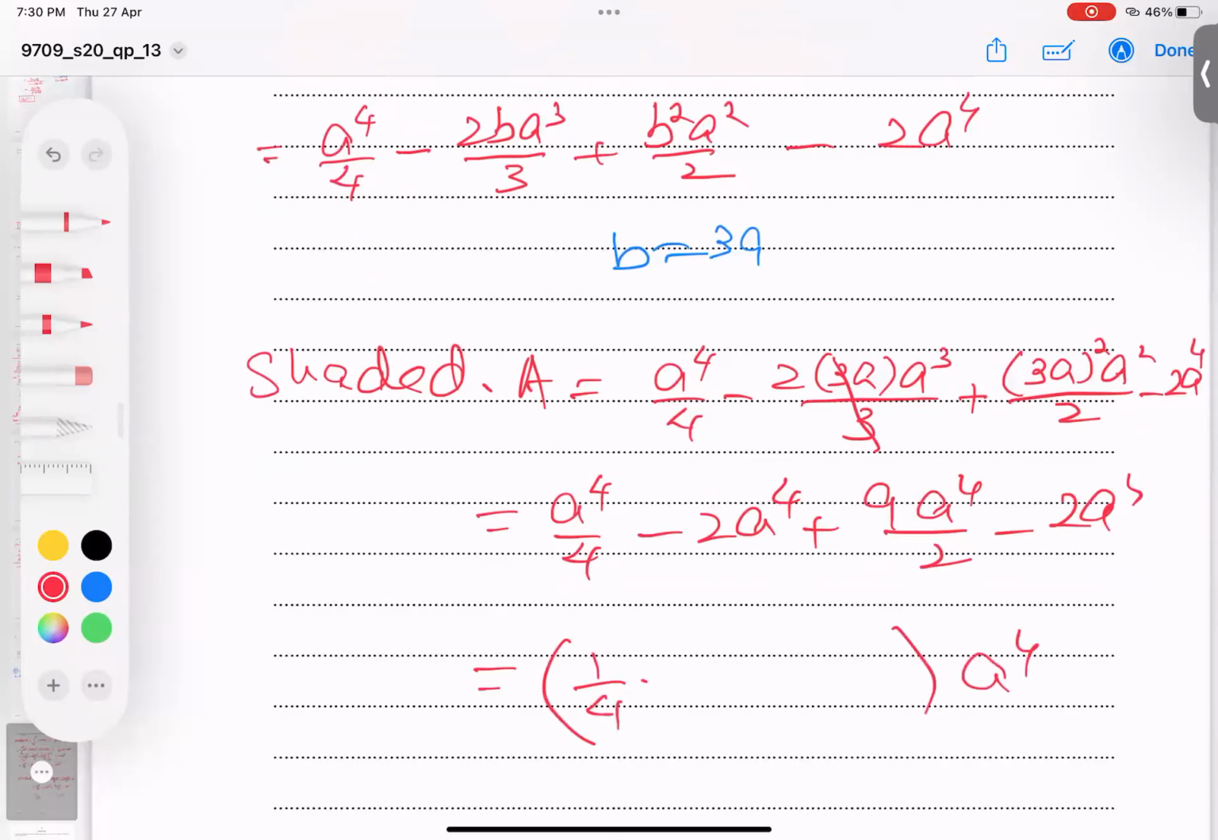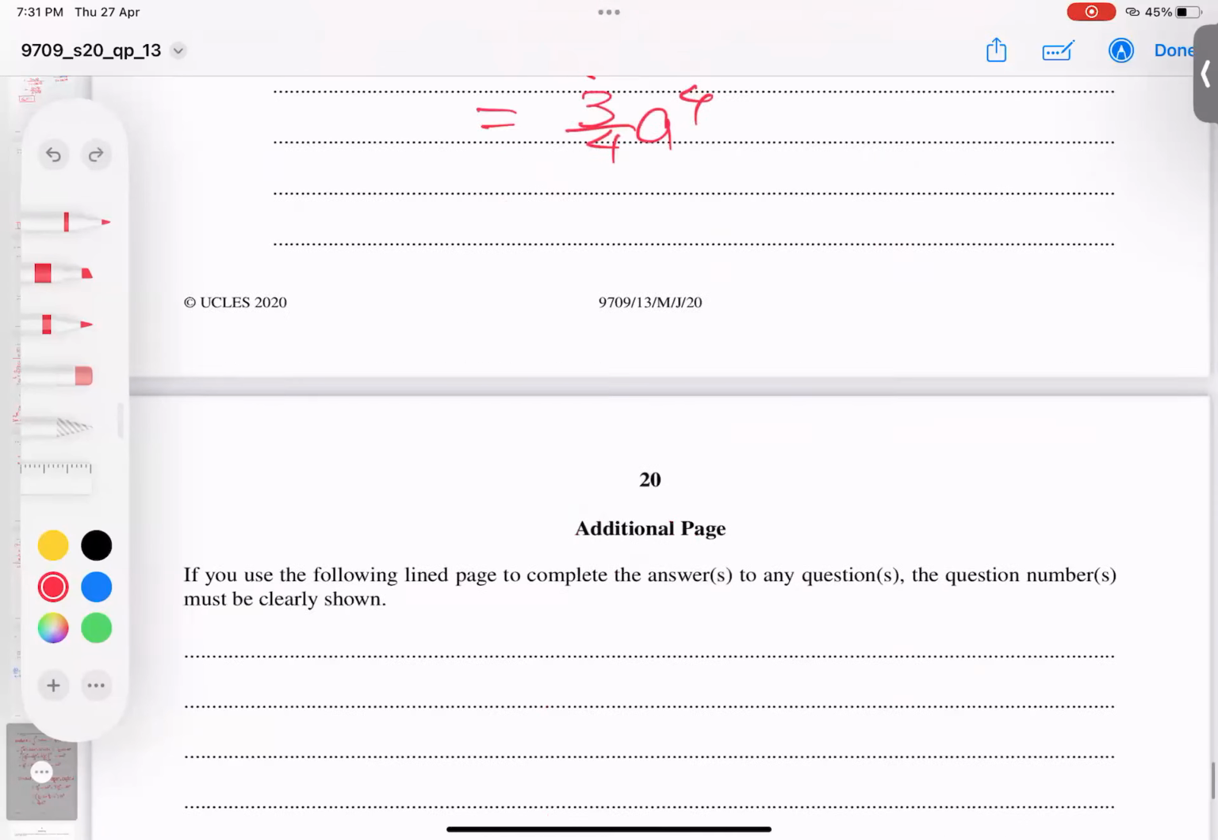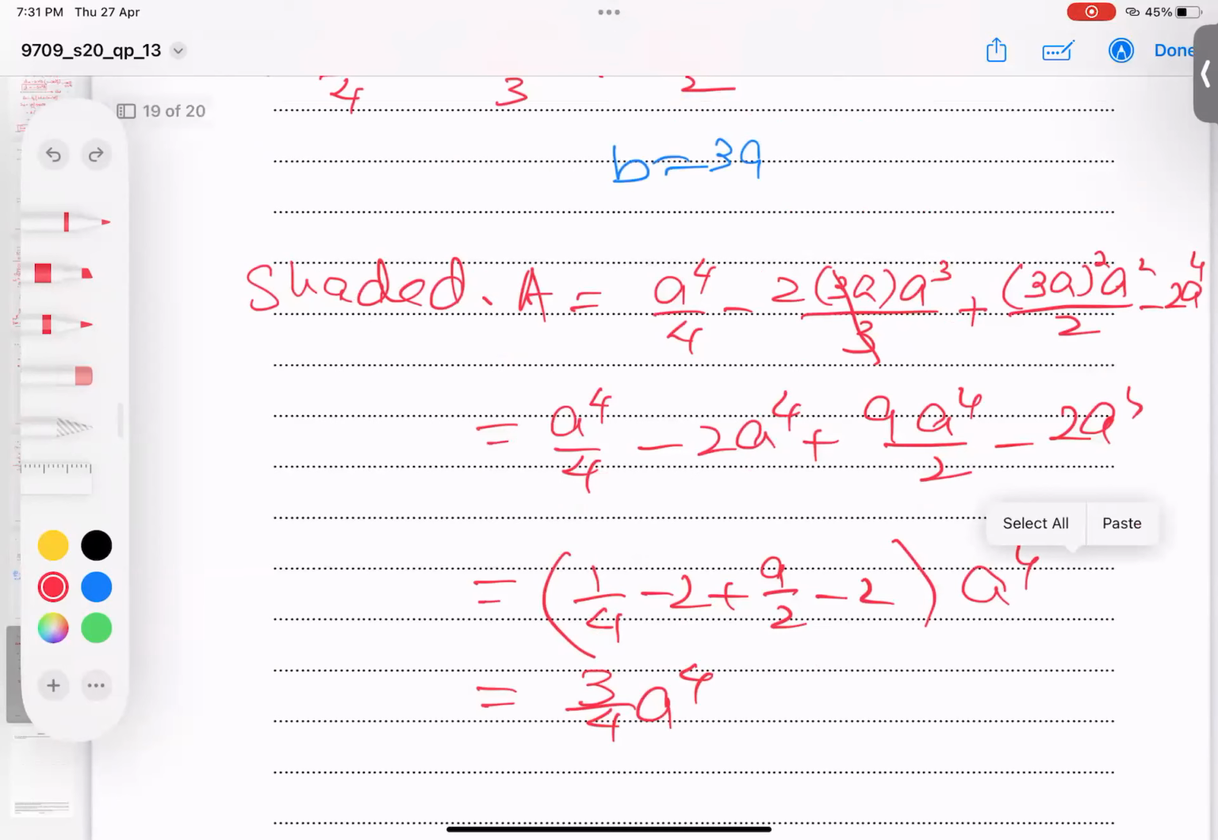1 by 4 minus 2 plus 9 over 2 and minus 2. So when I put it all together, students, minus 2 plus 9 divided by 2 and minus 2. So the answer is 3 by 4 a to power 4. I hope you got it well. I took a4 common throughout, which makes the question easier. And I hope you got the idea very clearly, and unit square is the answer.